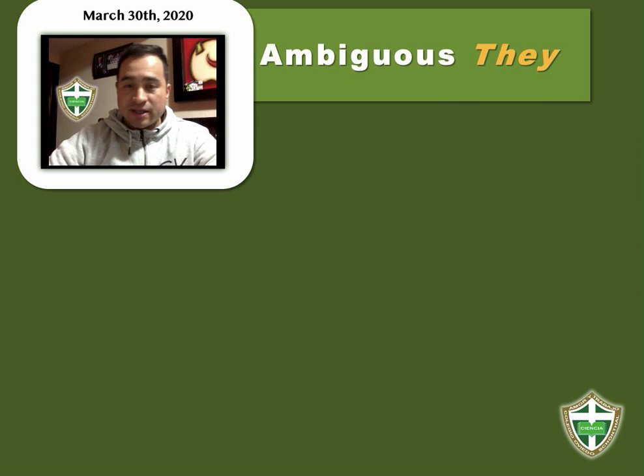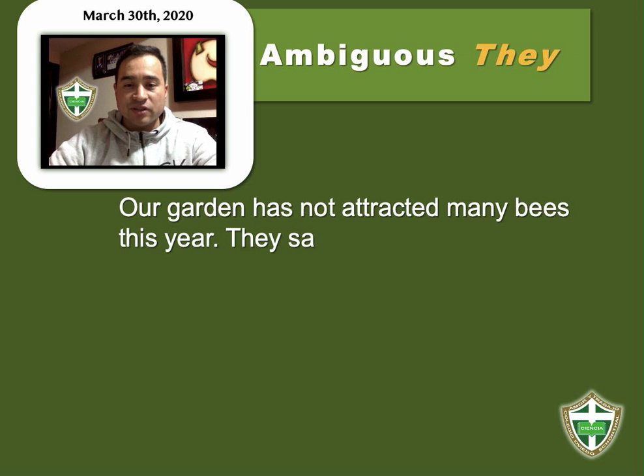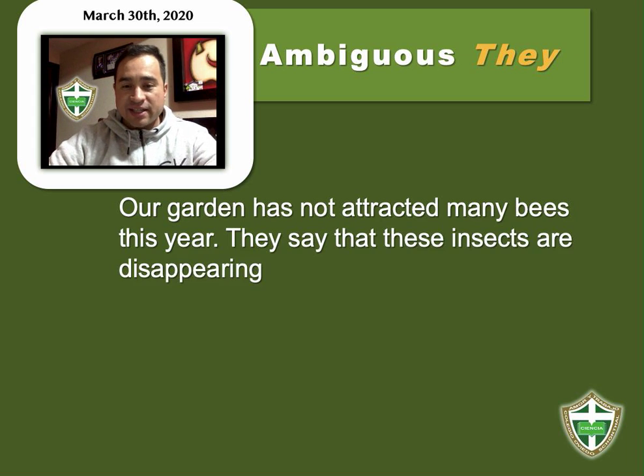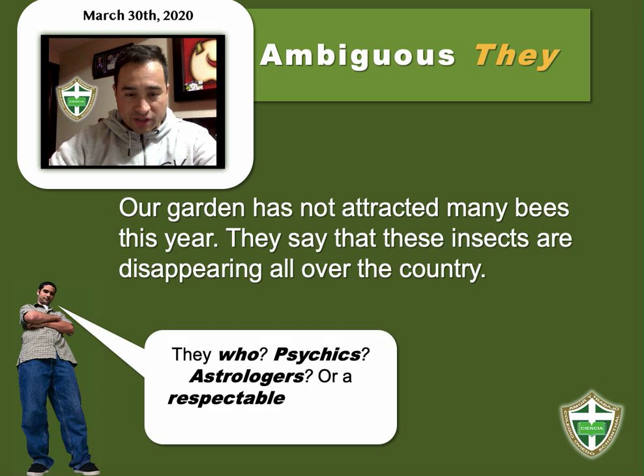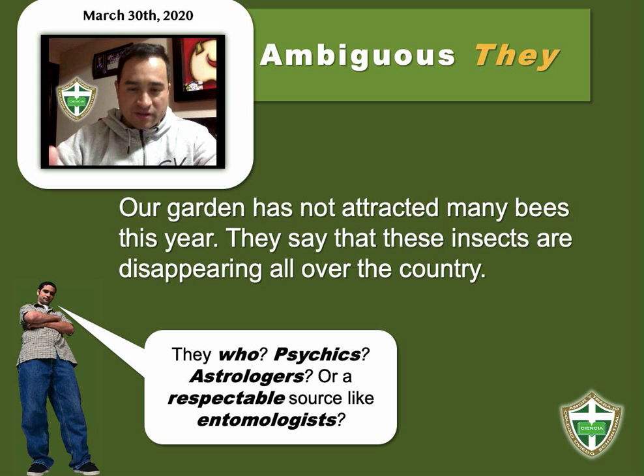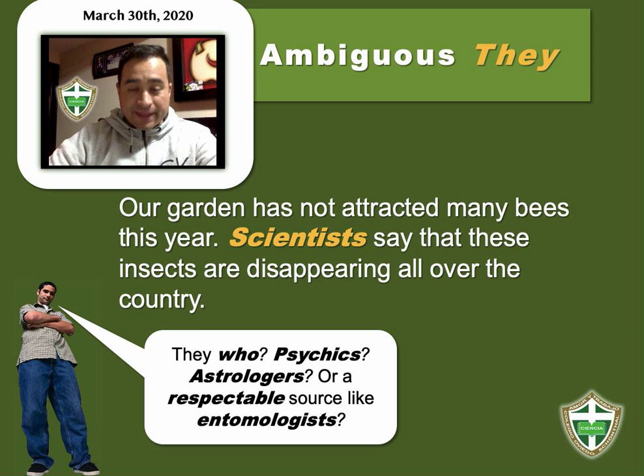"They" can also be ambiguous. Look: our garden has not attracted many bees this year. They say that these insects are disappearing all over the country. They who? Psychics, astrologers, or a respectable source like entomologists? We have to be very specific that "they" refers to scientists.